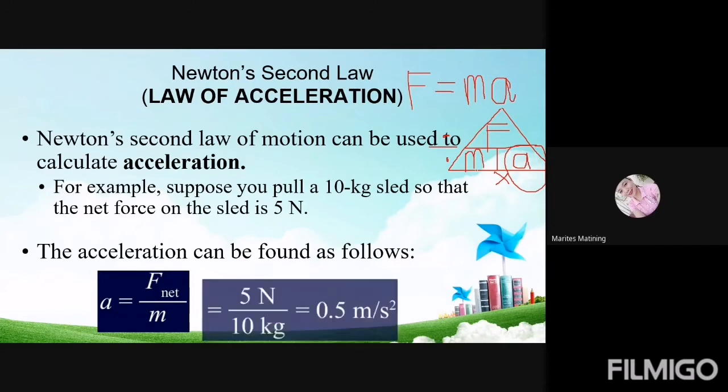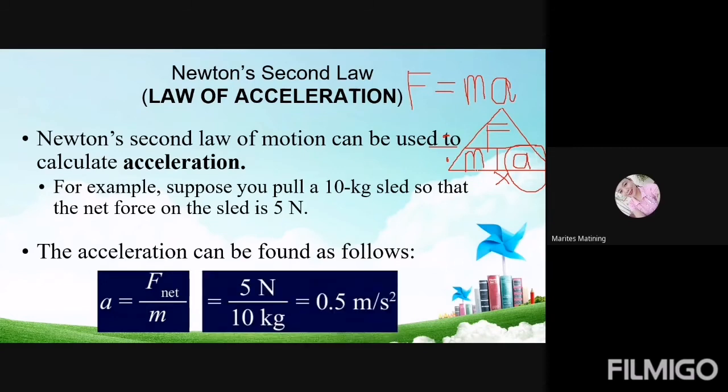So if that's the case, the given is 5 Newton. Take note. Why, ma'am, is 5 Newton on top? Because it is the given force. The SI unit of force is Newton. We will just substitute. So F is equivalent to 5 Newton. The 10 kilogram is at the bottom because mass should be at the bottom. And the SI unit for mass is kilogram. So if we divide that, 5 divided by 10, that is 0.5.